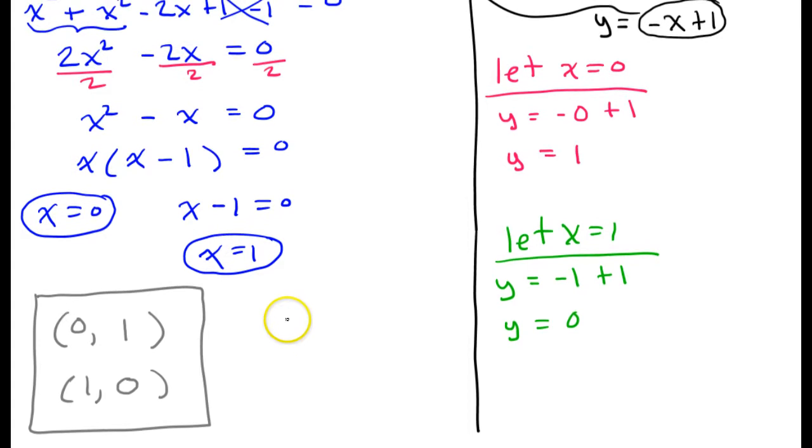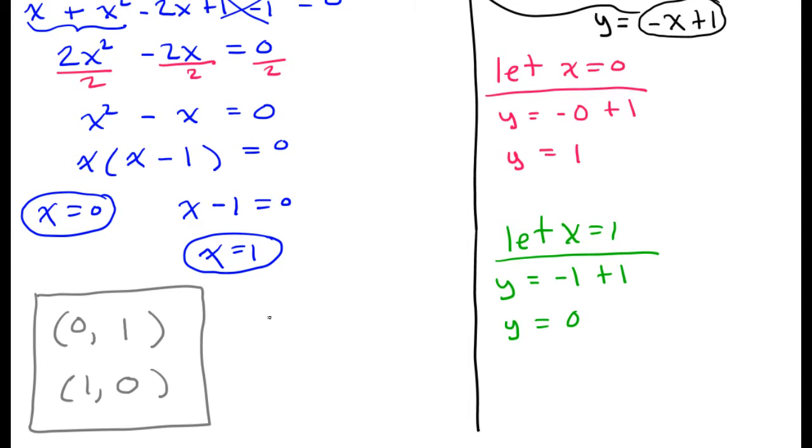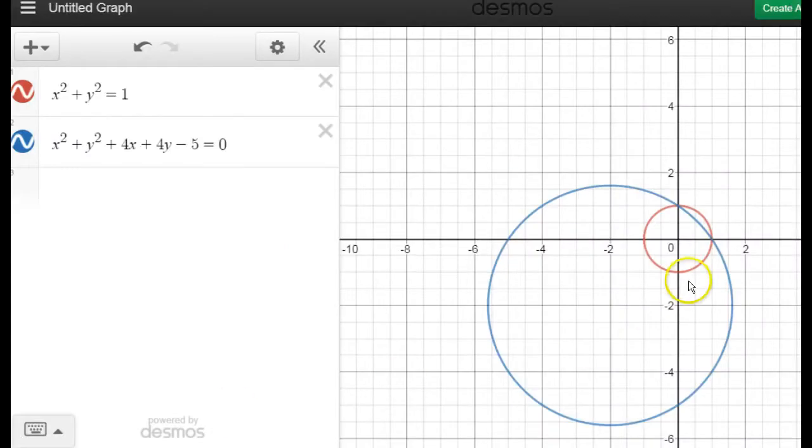Let's take a quick look at Desmos.com and see what this system looks like, and let's see how we got these two intersection points. So as you can see, you have your two circles, and they are intersecting at 0, 1 and 1, 0, just like we found.